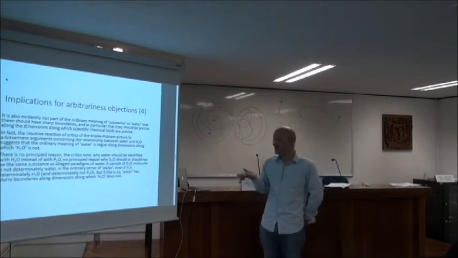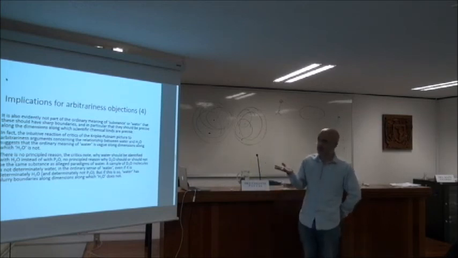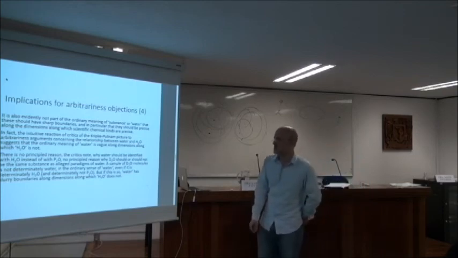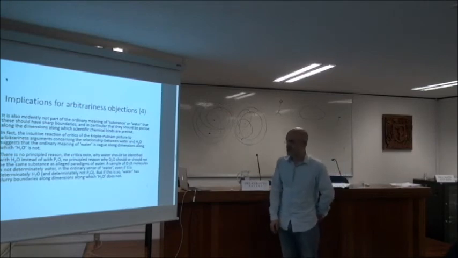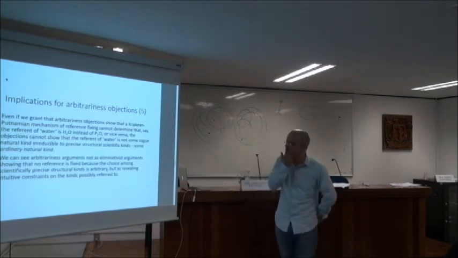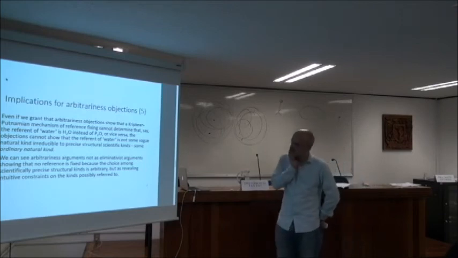But if this is so, water has blurry boundaries, or vague boundaries along dimensions along which H2O does not. And this is something that must be due to the meanings of substance and water, or principles that govern the meaning of water when this is introduced as a natural kind noun. So I think actually if you make a kind of gestalt switch, you can see these arbitrariness arguments as arguments for the thesis that ordinary natural kind nouns like water actually don't have shared boundaries, and this is part of the ordinary meaning of these things. So this will be the last slide, given the time constraints.